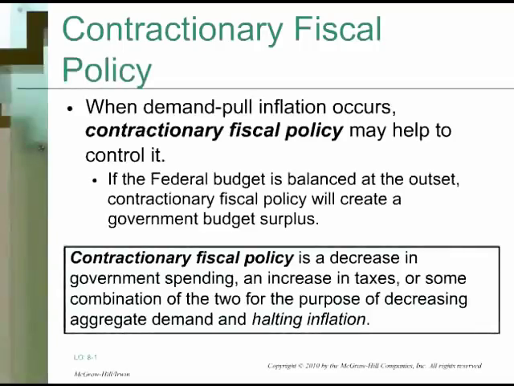When demand-pull inflation occurs, contractionary fiscal policy may help to control it. Contractionary fiscal policy is a decrease in government spending, an increase in taxes, or some combination of the two for the purpose of decreasing aggregate demand and halting inflation. If the federal budget is balanced at the outset, contractionary fiscal policy will create a government budget surplus.